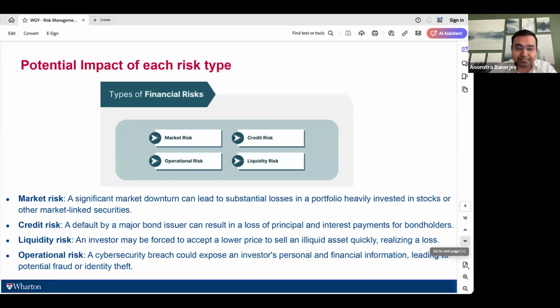Liquidity would be like you can be forced to accept a lower price to sell an illiquid asset quickly, where you have to take on a loss because you need that cash to, say, invest in something new, right? And we talked about operational risk, like a cybersecurity breach, which would take the stocks that you have invested in to lows that you have not seen before. So these are the kind of risks that might have a huge impact on all of your trades.